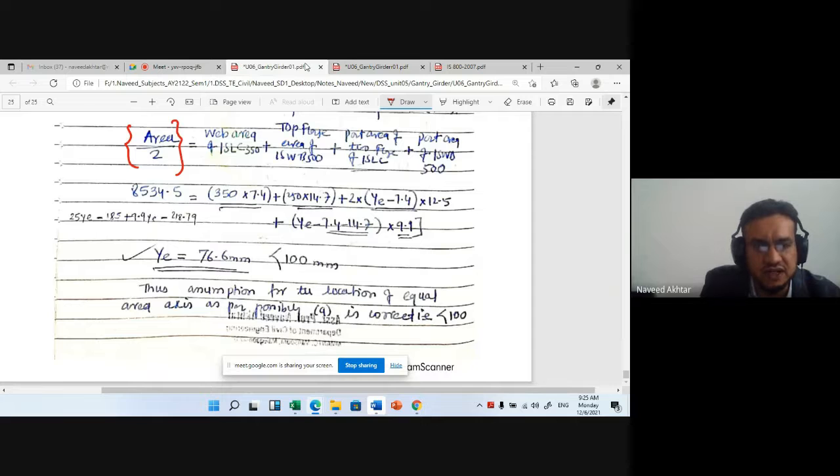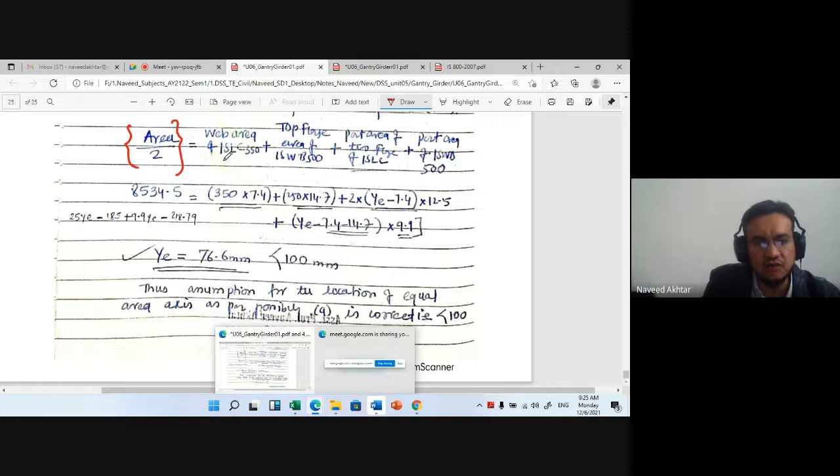So if you write down here, the area of the web of ISLC 350, the top flange area of ISWB 500, the area of the flanges of ISLC 350, and the area of the web of ISWB 500. All this we can write down, and YE we don't know, the YE minus that area you can write down, and then YE you can find out. So YE is coming 76.6 mm, and our assumption is right.